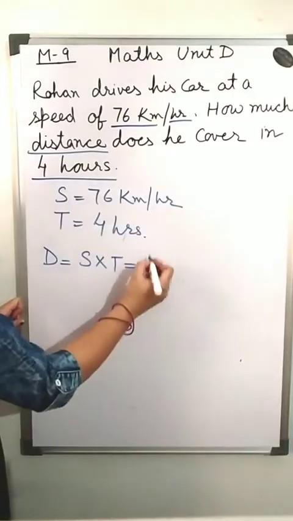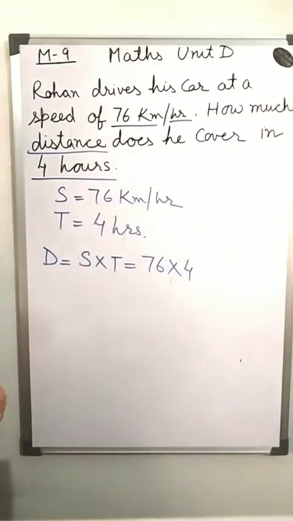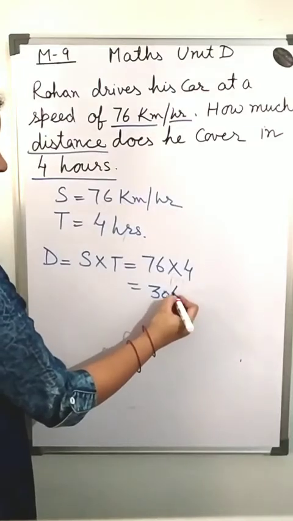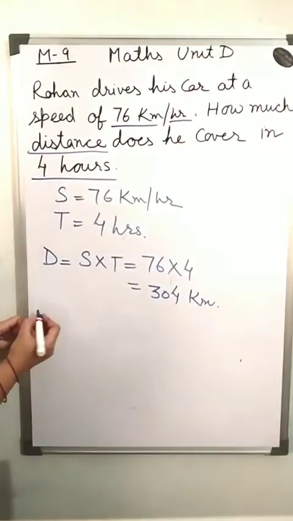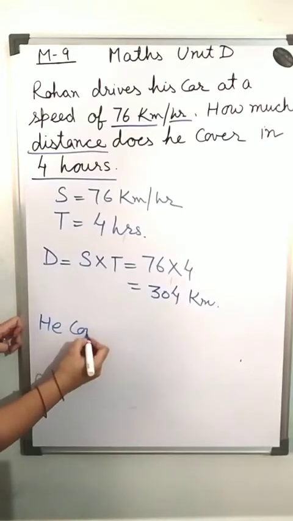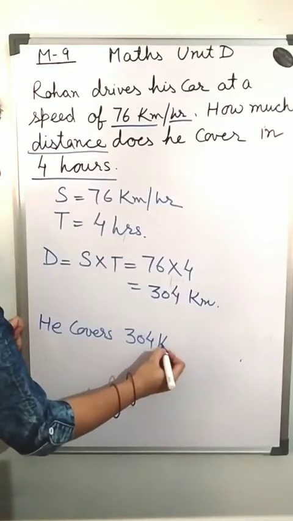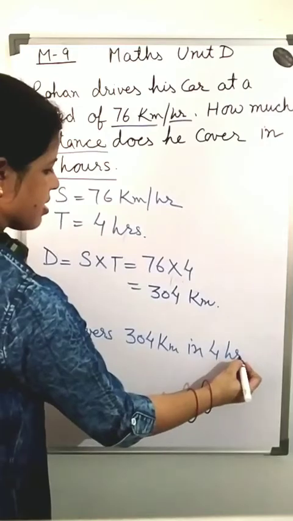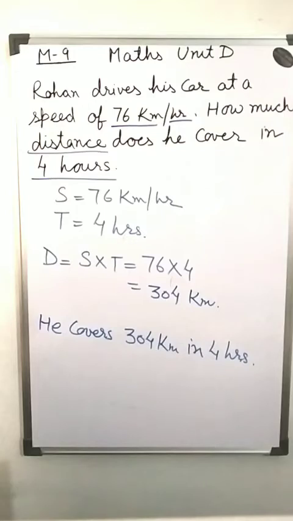Speed is equal to 76 and time is 4. Both are in the same type of unit. So 76 into 4 is equivalent to what? 304 kilometer. So he covers 304 kilometer in 4 hours.